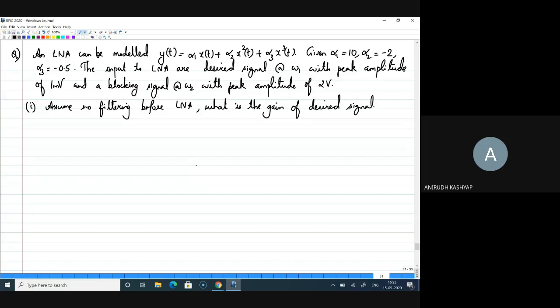Okay, a1 square. In this case a1 is 1 millivolt, and if you square that, it will become 10 power minus 6. So we get alpha 1, which is 10, plus 3 by 2 times alpha 3, which is minus 3 by 4, into 2 volts into 2 volts, which is 4, sir. So we get 10 minus 3. We get 7 volts per volt.